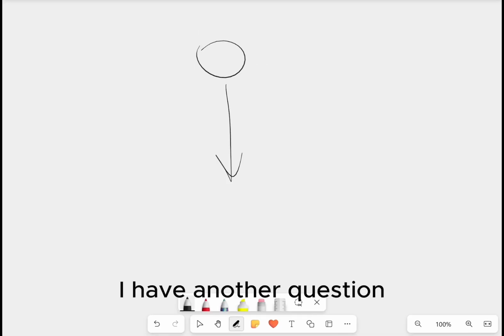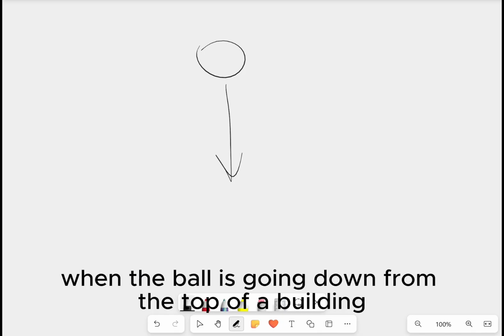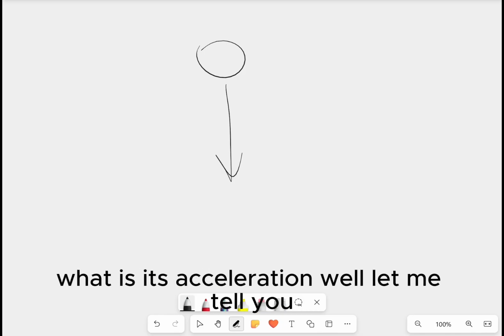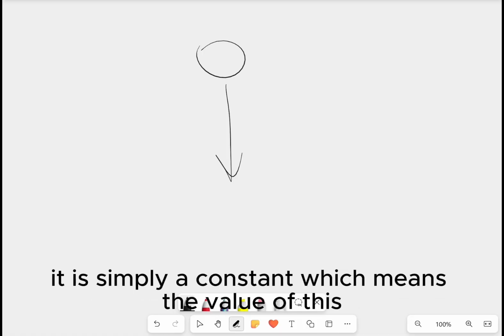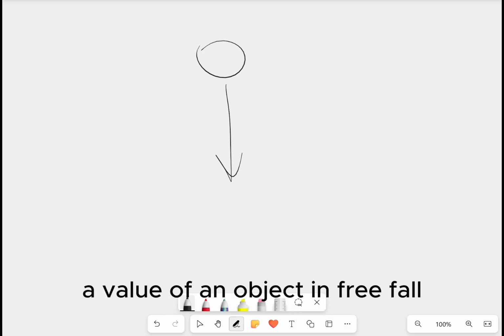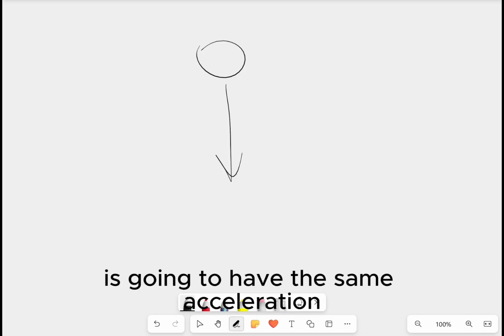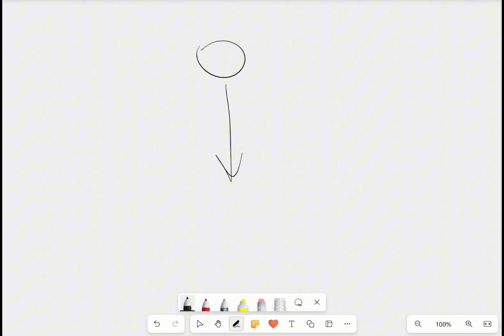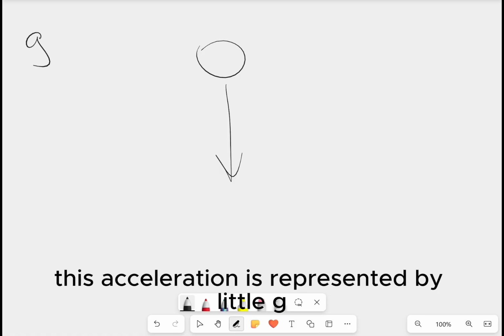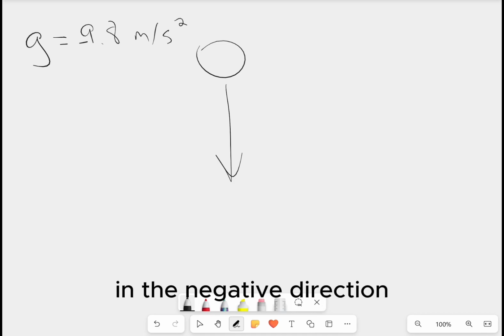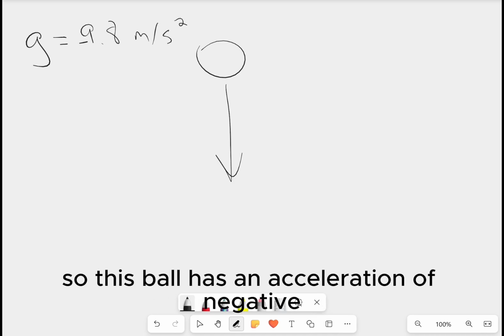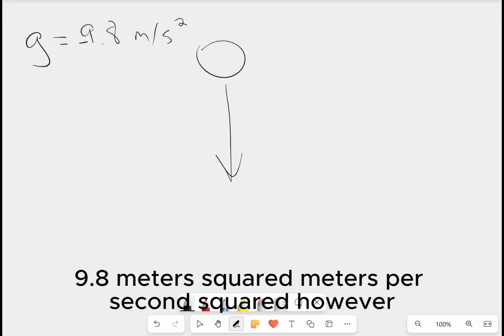I have another question. When the ball is going down from the top of a building, what is its acceleration? Well, don't worry, you don't have to calculate anything. It is simply a constant, which means an object in free fall is going to have the same acceleration everywhere on Earth. This acceleration is represented by little g, and little g stands for 9.8 meters per second squared in the negative direction. So this ball has an acceleration of negative 9.8 meters per second squared.